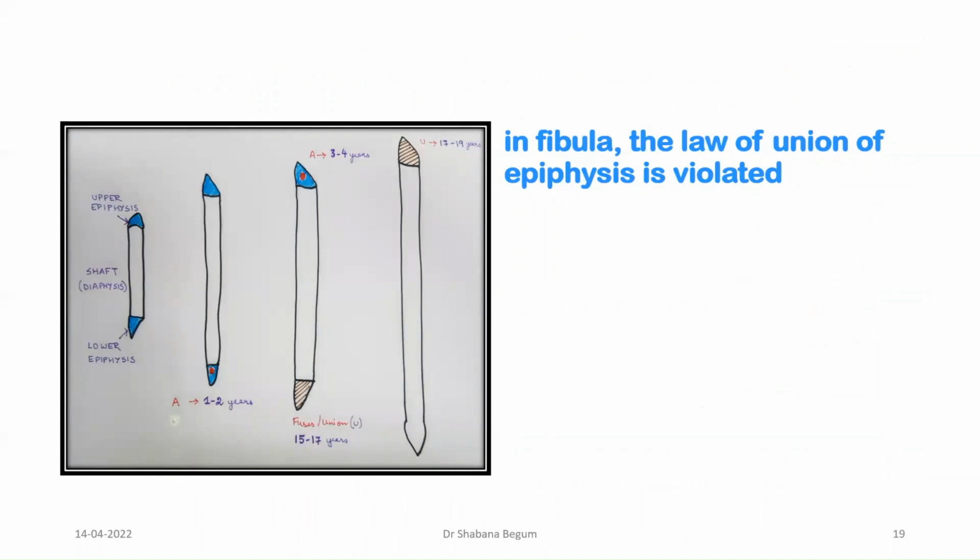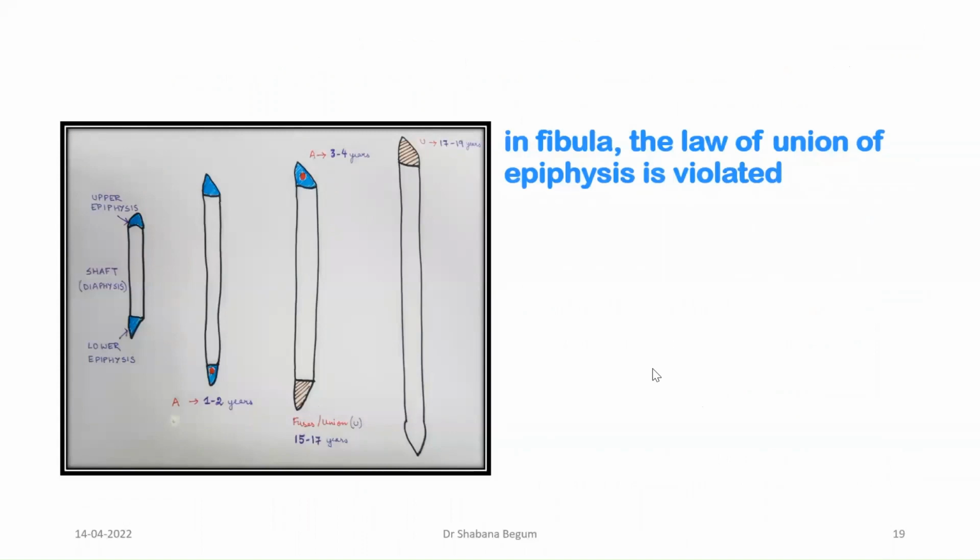So let us explain why this is happening. In fibula, the upper end is a traction epiphysis. It is because of the pull of the biceps femoris, whereas the lower end is a pressure epiphysis which transmits the weight through the ankle joint.